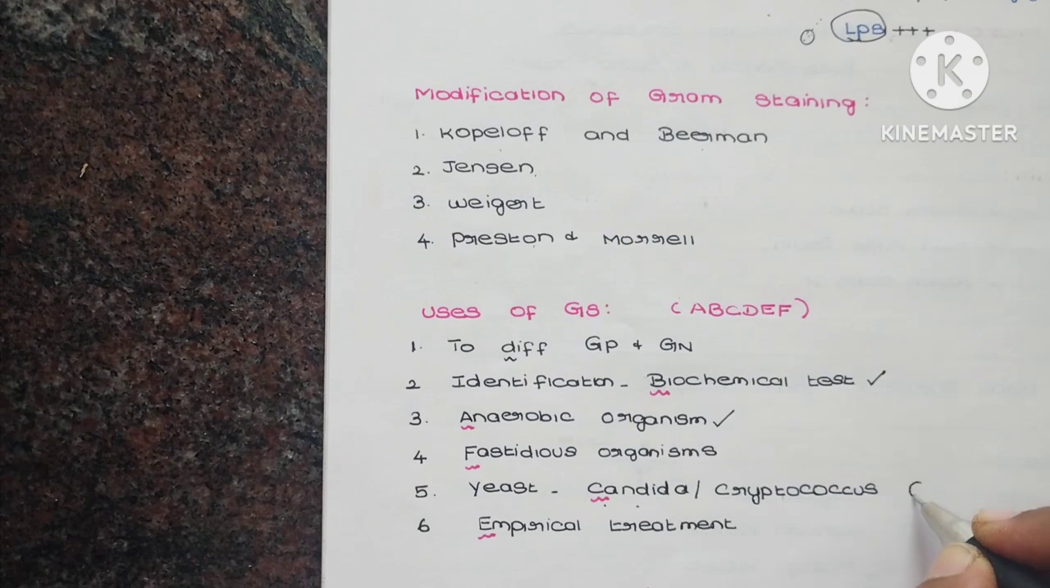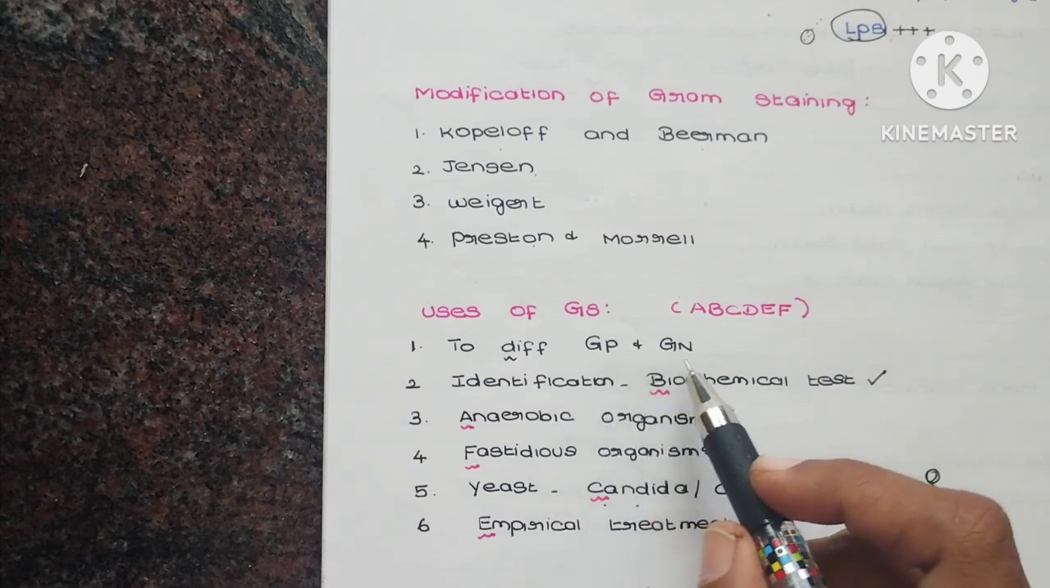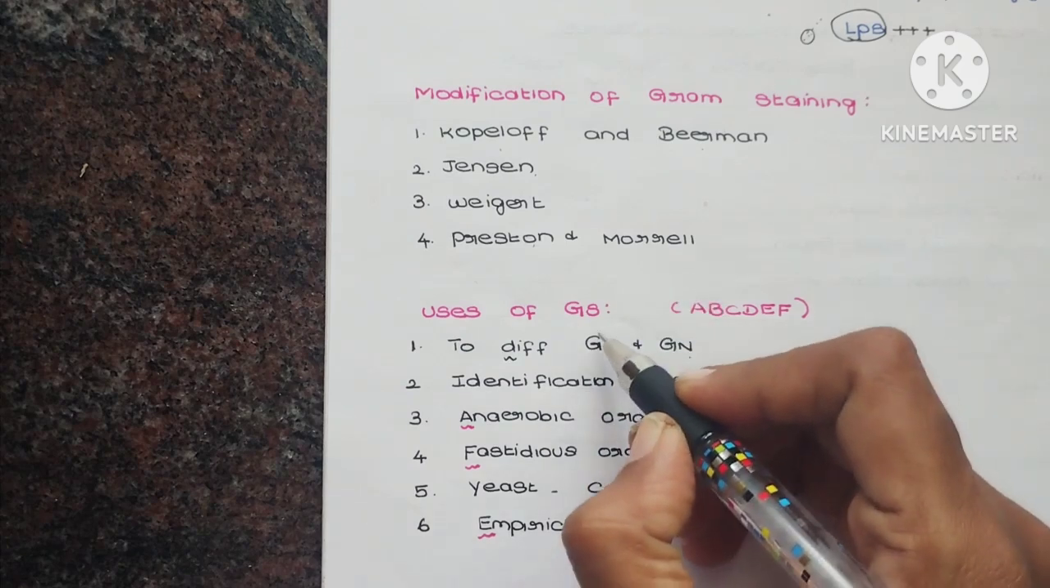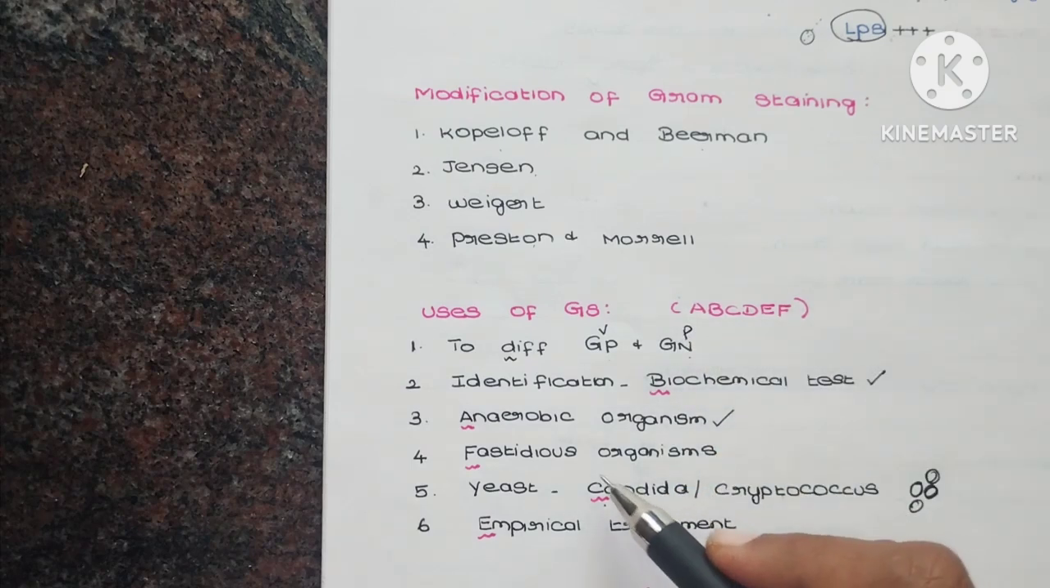So you know it will be staining like oval yeast cells. You can see it clearly. And D, you can differentiate between a gram-positive organism and a gram-negative. The gram-positive appears violet, whereas gram-negative appears pink in color.